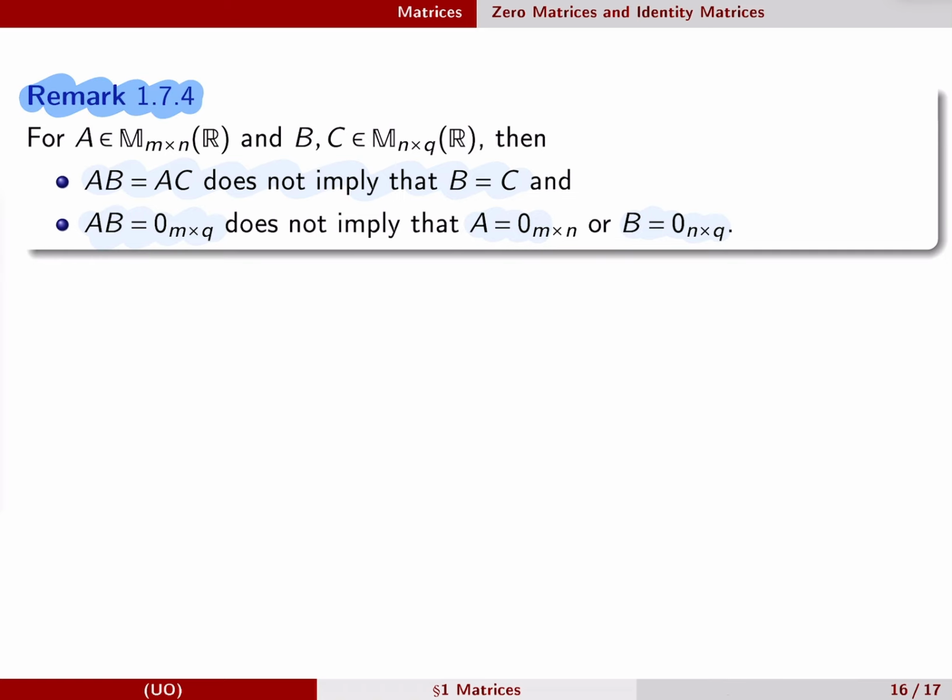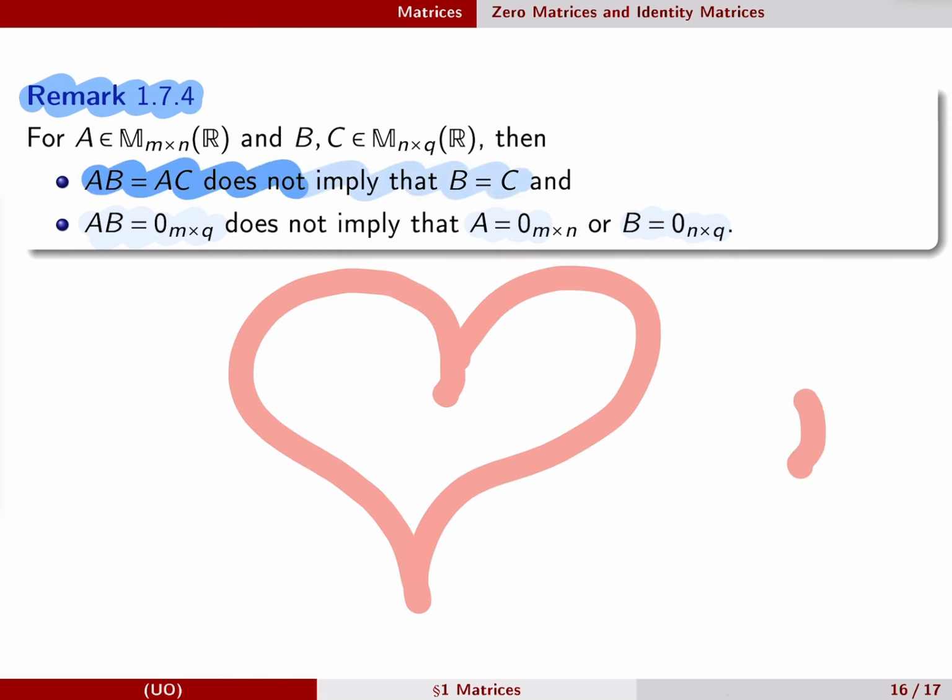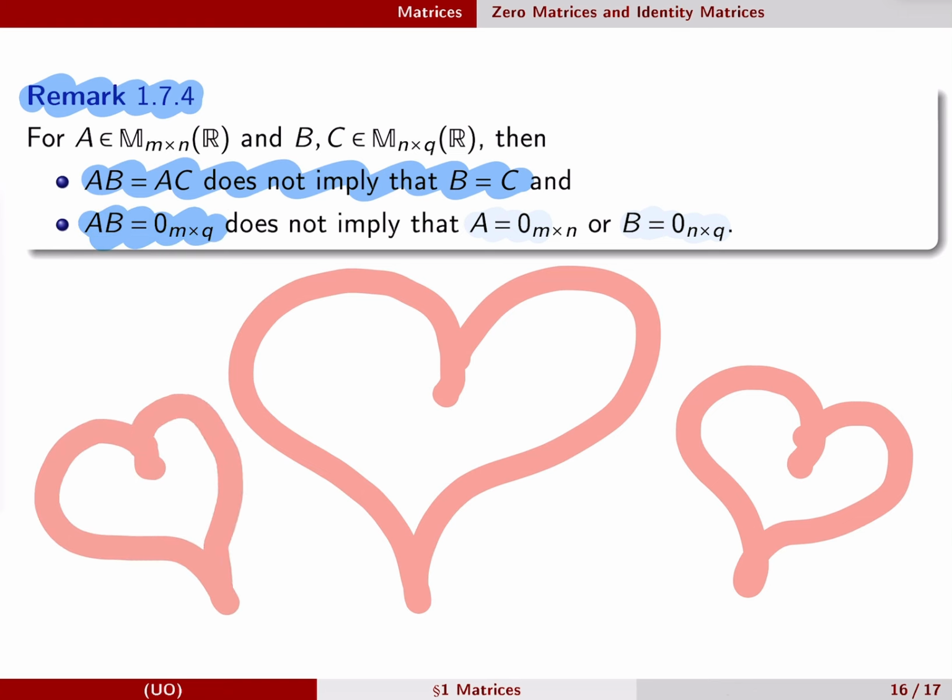So in general, if you have AB equal to AC, it does not imply that B is equal to C. And if you have AB equal to the zero matrix, it does not imply that A or B is equal to 0. Is this really important for you?